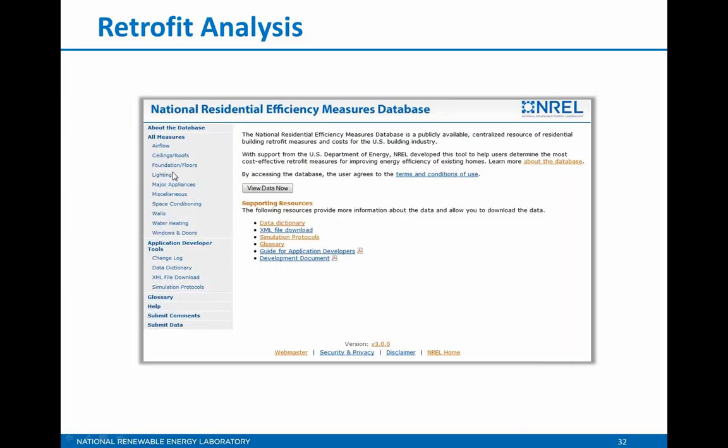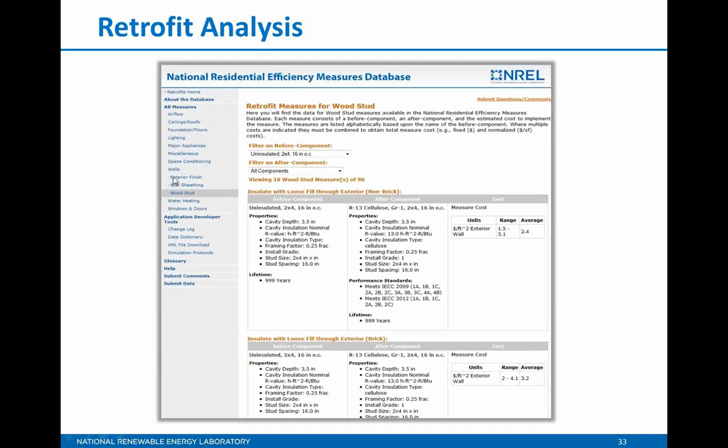So for example, if you were to drill into the walls group, here would be the wood stud walls situation, and you can do filtering, so you could filter on an uninsulated wall, and you could look at all possible upgrades of that uninsulated wall. So here's an example measure where it's uninsulated with loose fill through the exterior. And so you can see the properties of your uninsulated wall here on the left. On the right is where you end up after the retrofit in terms of R13 cellulose, its properties, where it meets certain performance levels like ICC.